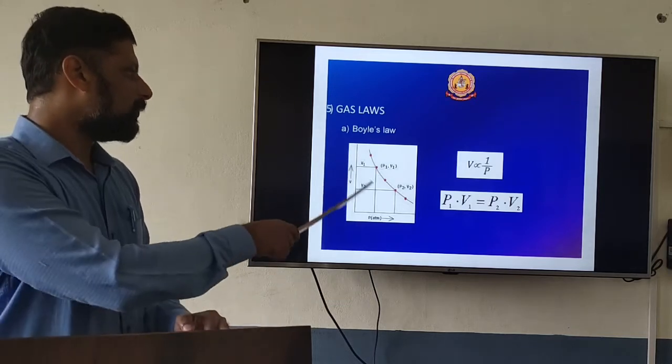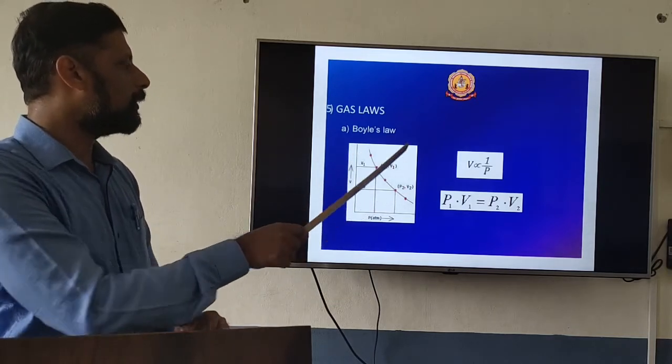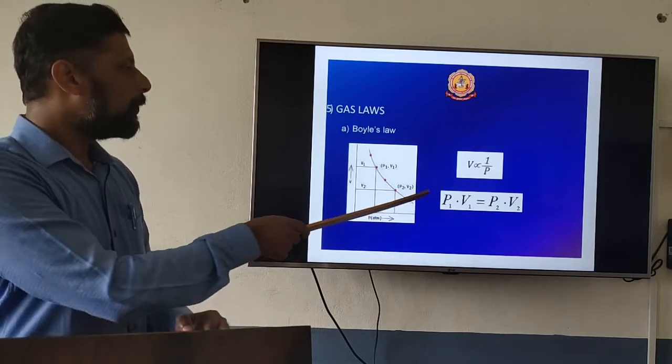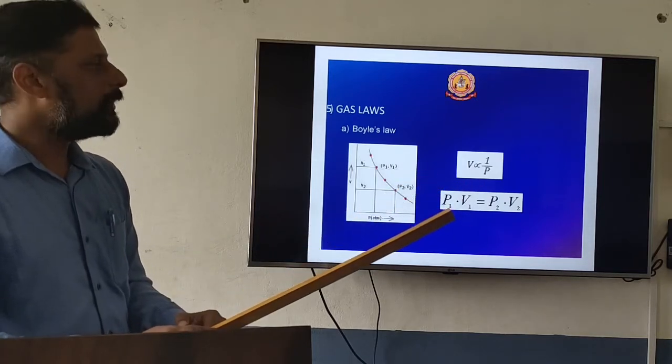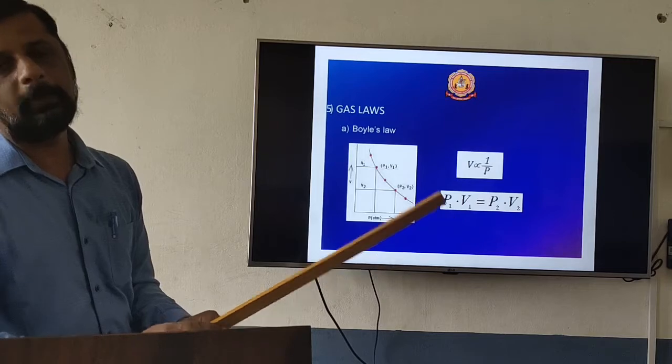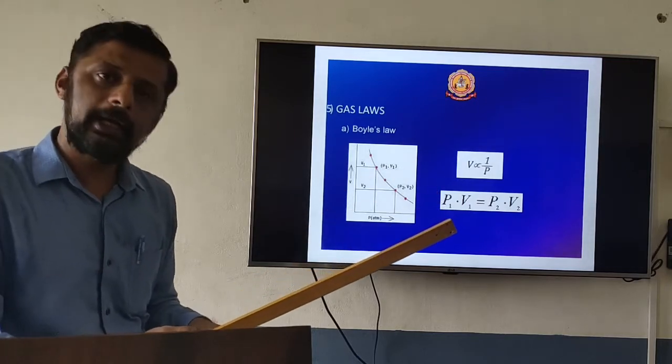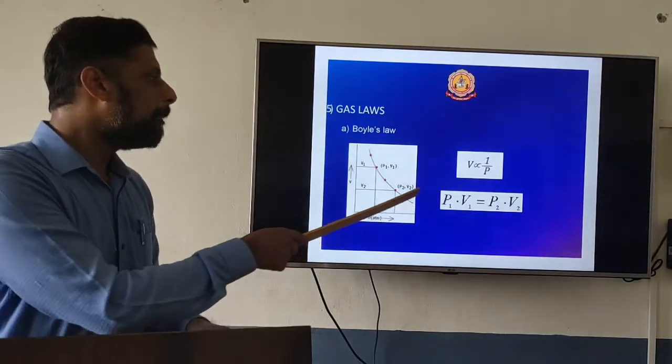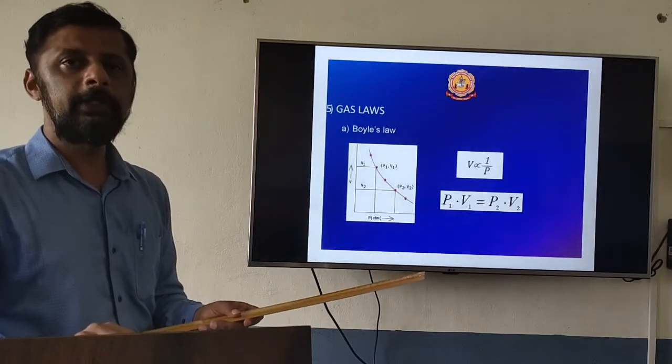So graphically you can observe it. As the pressure increases, there will be a what? Decrease in volume. So if you consider two different gases, then you can write P into V is equal to a constant. The product of P and V is always equal to a constant, and hence you can write P1 into V1 is equal to P2 into V2.